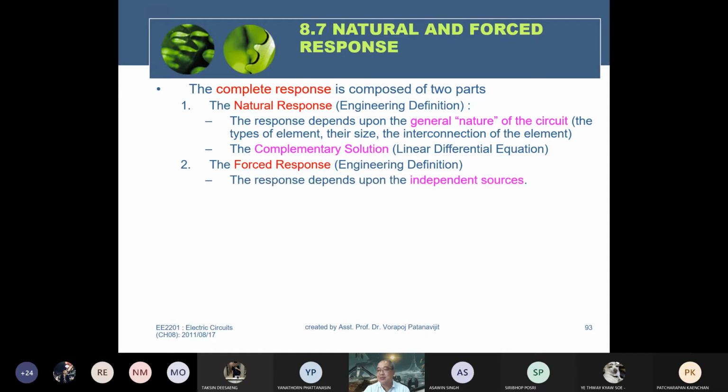If the independent source is a sinusoidal waveform, the response will be in the sinusoidal waveform shape, but the frequency may be different, the magnitude may be different, but it must have the sinusoidal characteristic. That's why we call it the forced response: the response came from the force function, or from the source that you feed to the circuit.